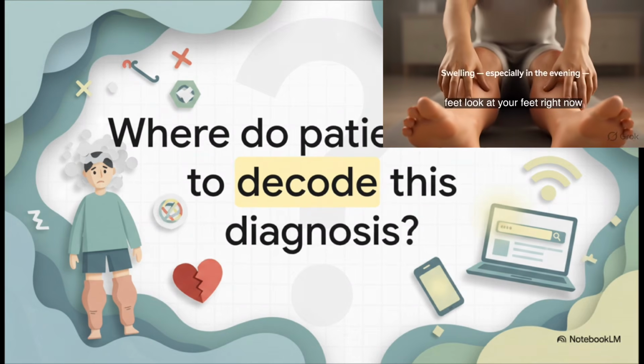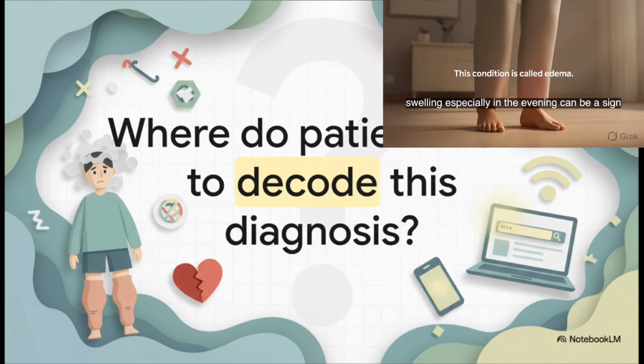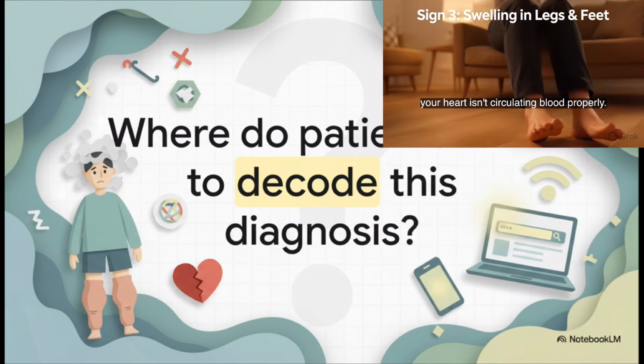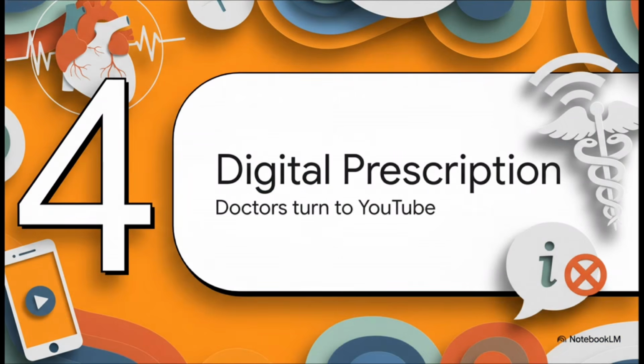Your legs are swollen, your memory is foggy, and a doctor just bombarded you with terms like systolic dysfunction and ejection fraction. Where do you turn when you get home to decode it all? You go online. Which leads perfectly into part 4, the digital medicine prescription.